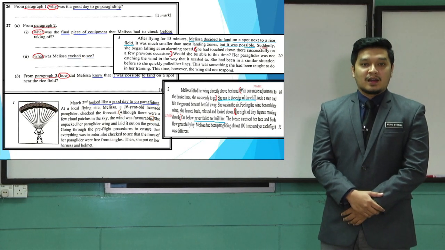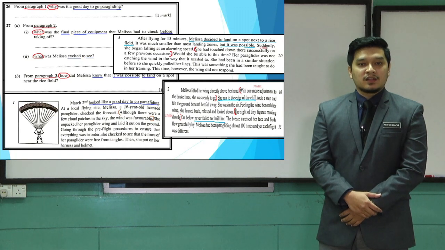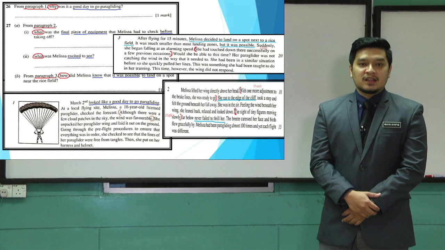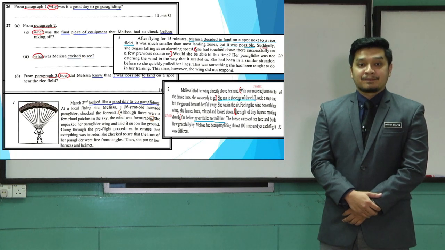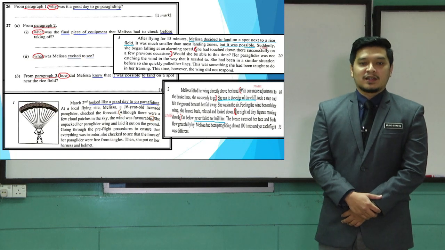So I have underlined paragraph 1, and the WH question used in that question is why. Why was it a good day to go paragliding? To answer the question why, we need to find out the reason why the writer said it was a good day to go paragliding. In order to answer this question, let's have a look at paragraph 1.